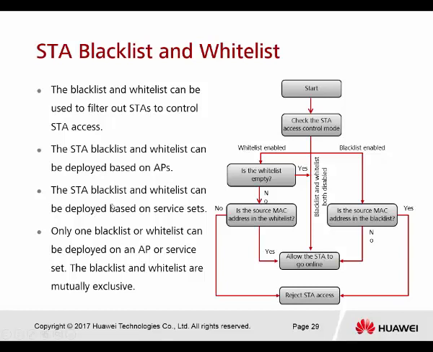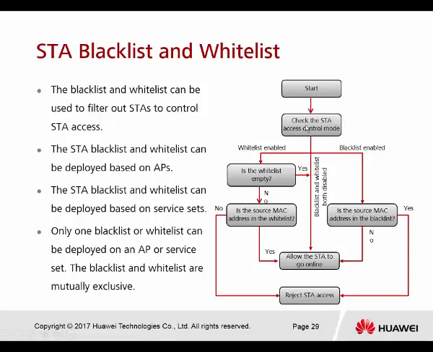This feature you can also deploy based on the service set. Maybe I have STA 1 and STA 2. When they try to connect to Huawei SSID number 1, it's blacklisted. But on another SSID, Huawei number 2, I never set the blacklist, so these users can still connect to that SSID. So this one is based on the service set. Then the last point: only one of the blacklist or the whitelist can be deployed on an AP. You cannot use the blacklist and the whitelist at the same time. They only allow you to choose one.